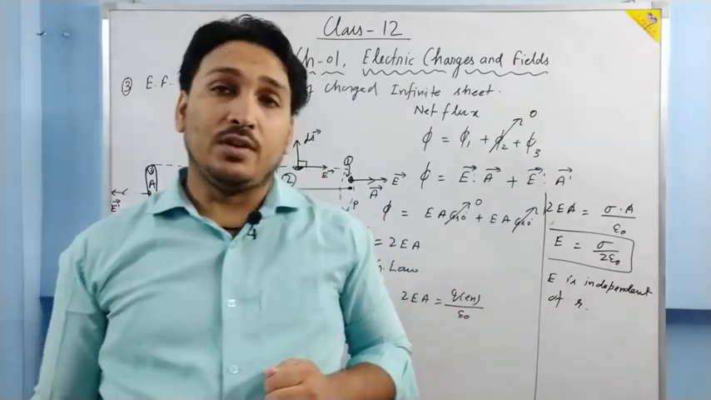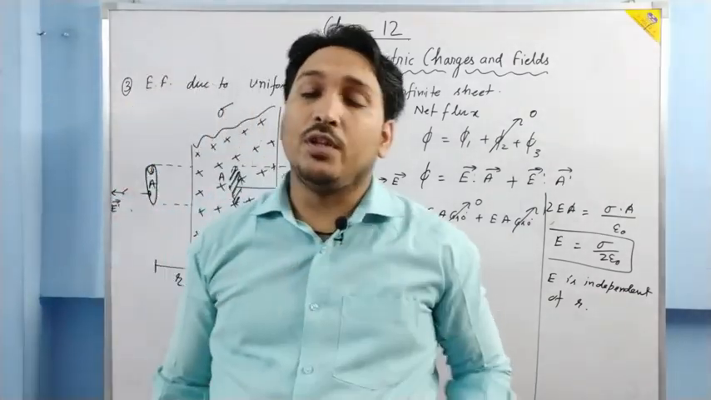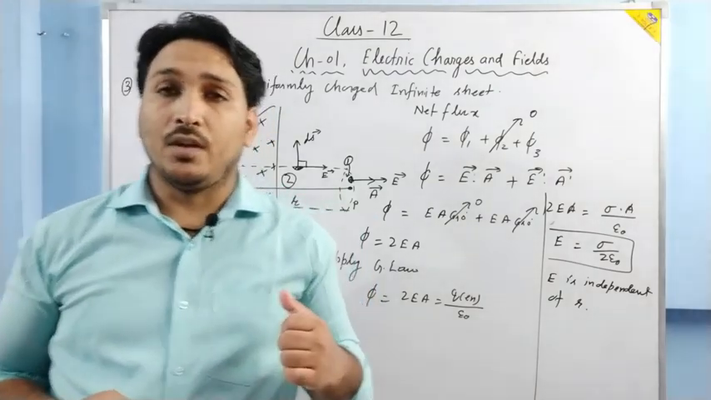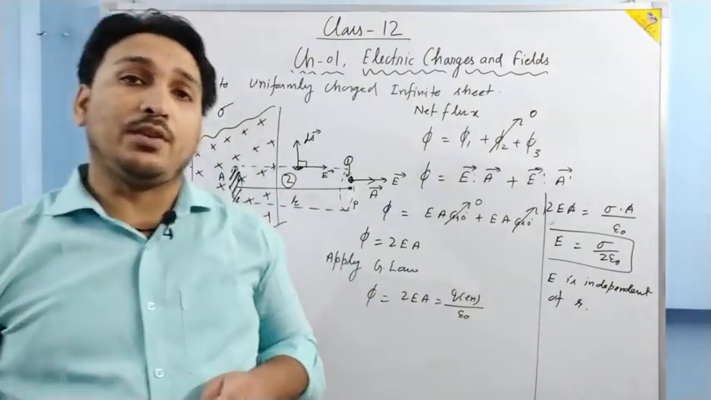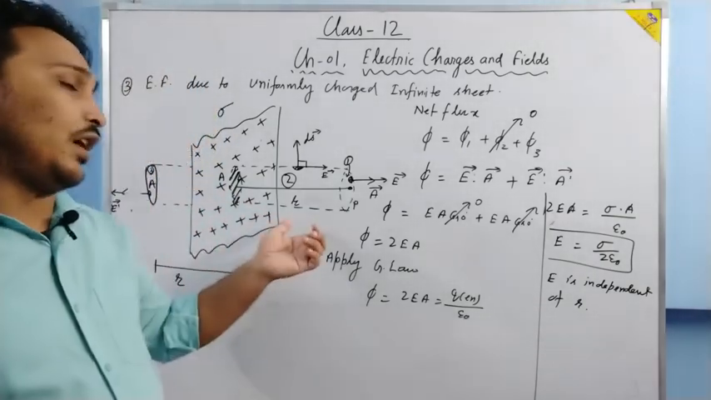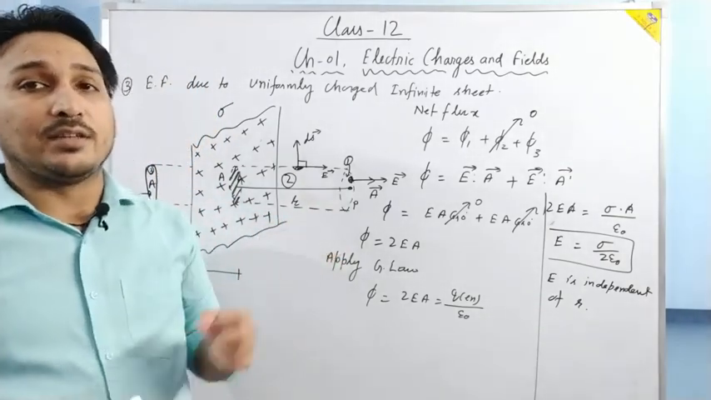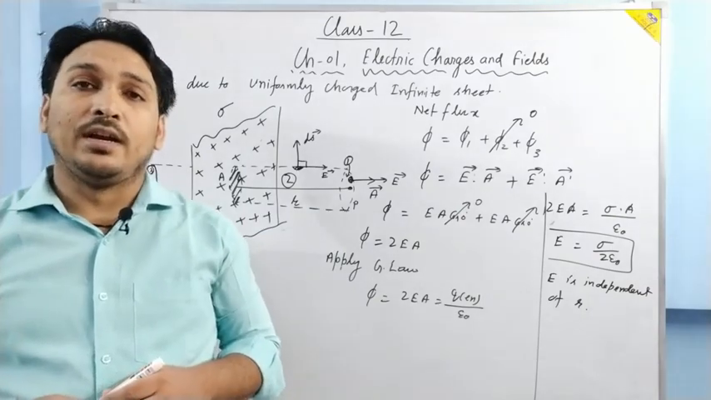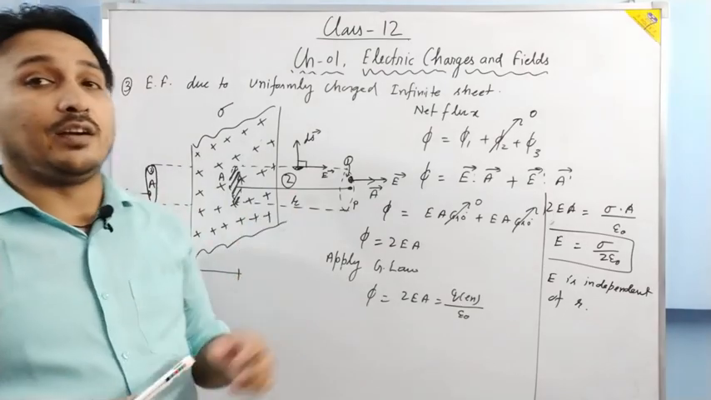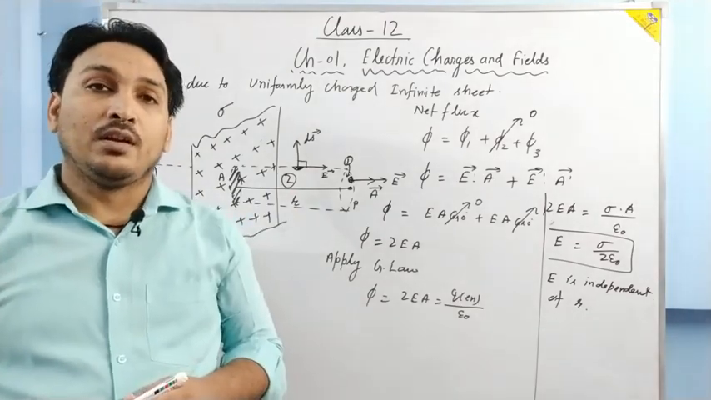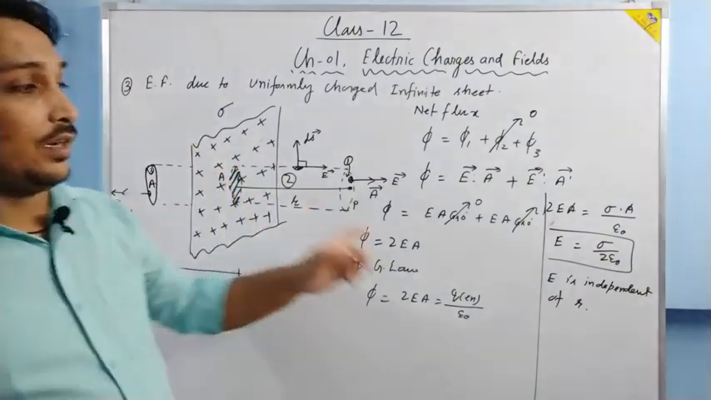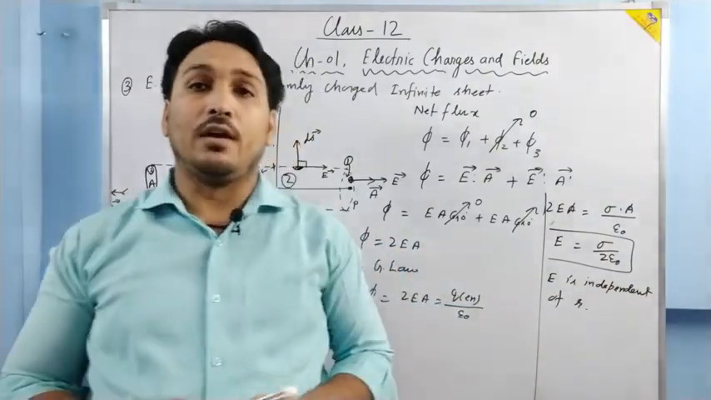But we have to understand that we have proved this formula for the infinite sheet. Infinite doesn't mean that it is very big in size. Infinite just means that the value of R is very small in comparison to the dimensions of the sheet, and that's why the sheet is infinitely expanded, right? So if R is very small, then the electric field is independent of R.